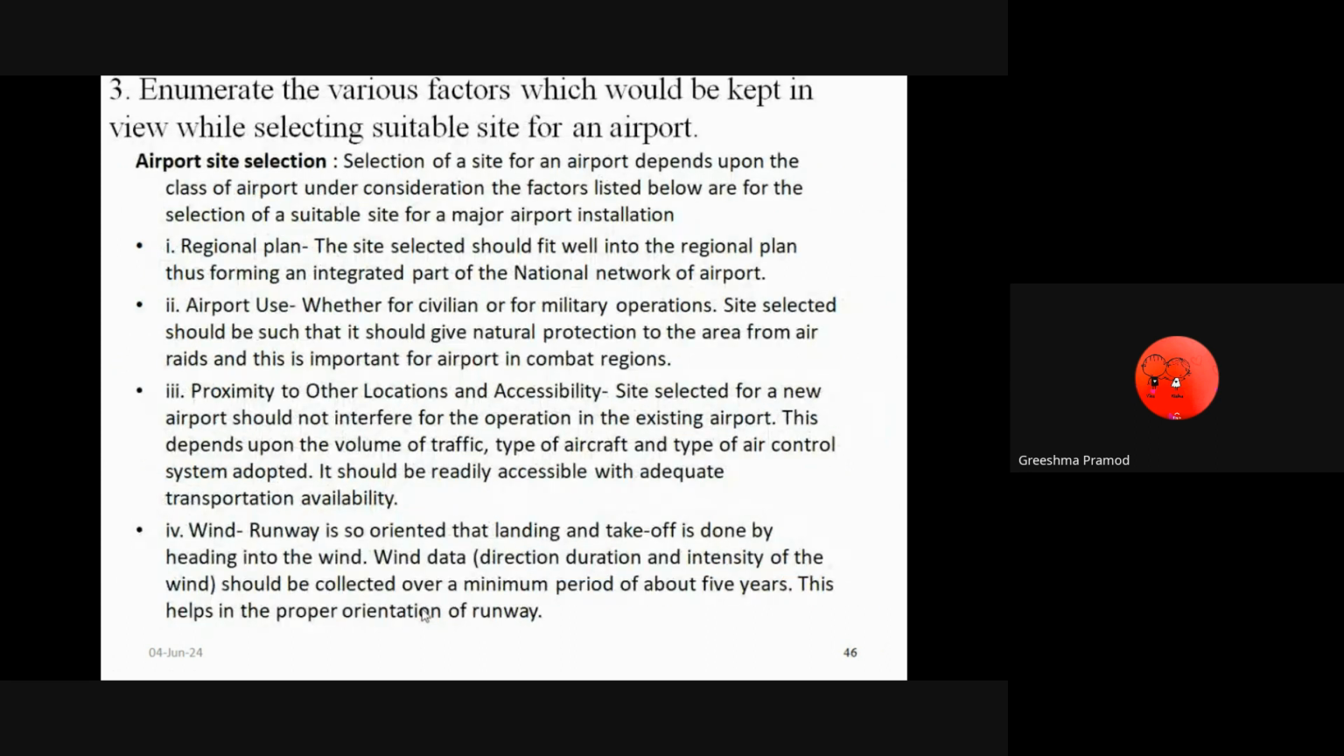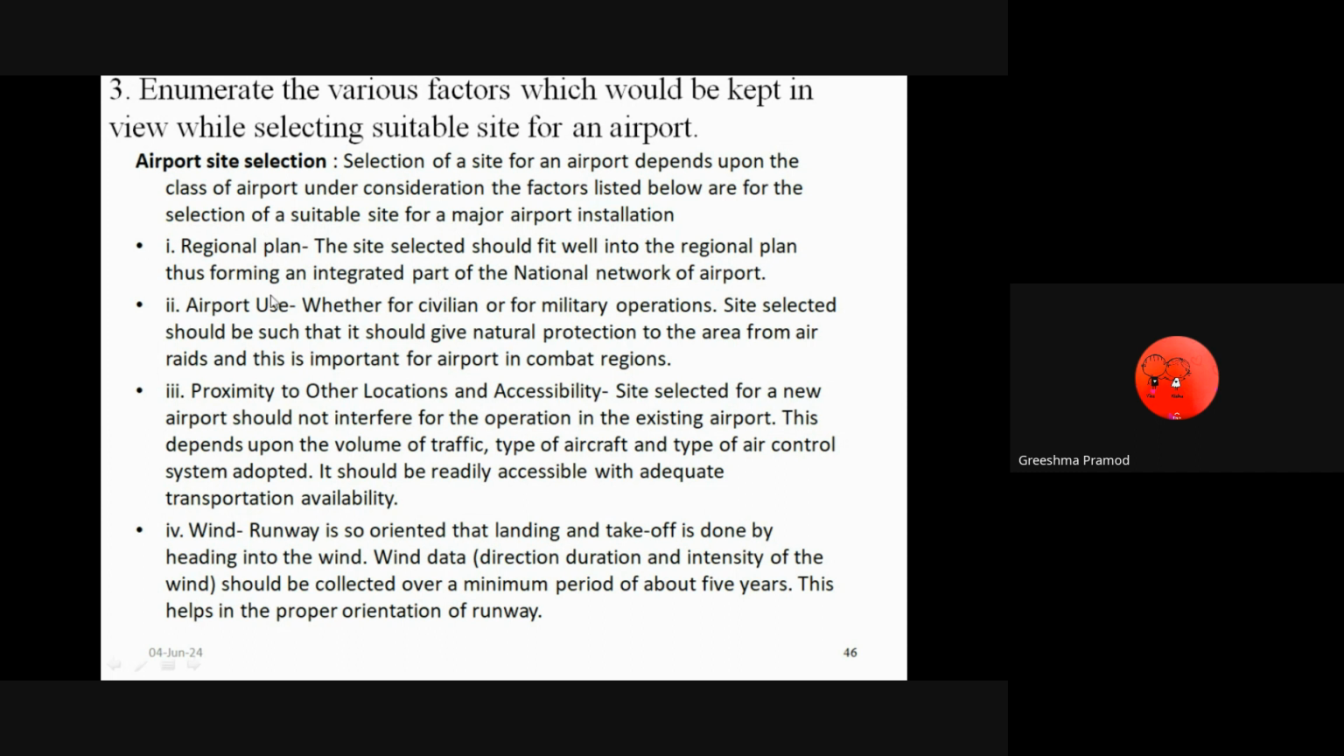This is important. Then another important question: what are the factors to be considered while selecting a suitable site for an airport? Okay? You have regional plan, airport use, then proximity to other locations. So all these are important. Please read that. Airport regional plan: the site should fit well into the regional plan, thus forming an integrated part. That is, an airport located in a particular geographical area is usually used by the regional plan. So that's forming an integrated part.